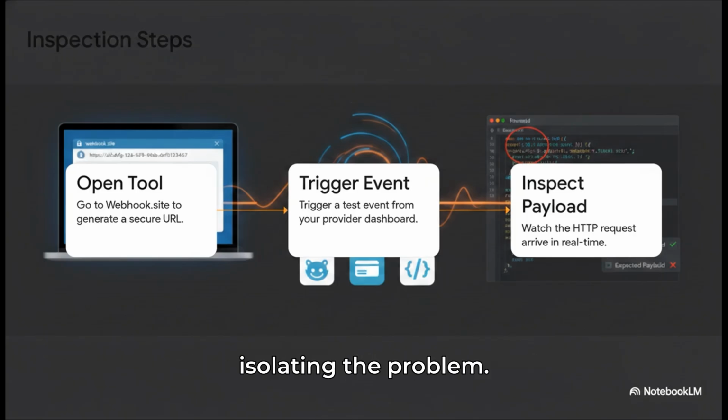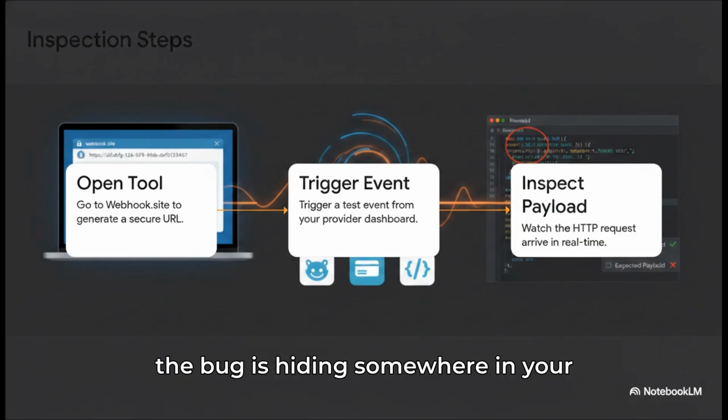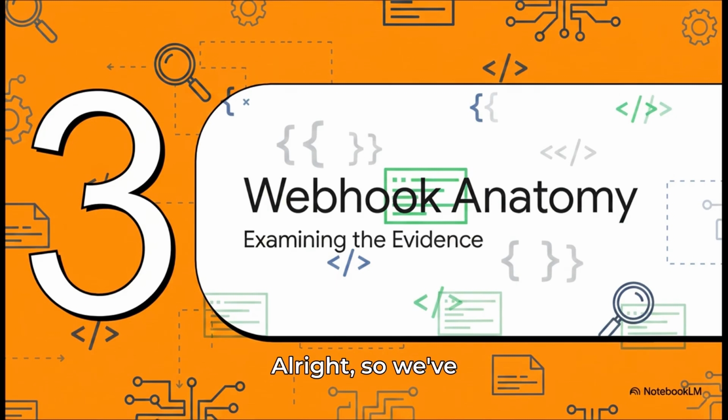By doing this, you're isolating the problem. If the event actually shows up there, you know the provider is working perfectly and the bug is hiding somewhere in your own network or code. All right, so we've captured our suspect request.